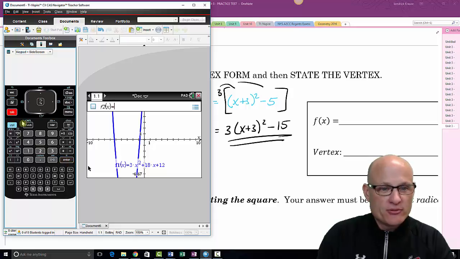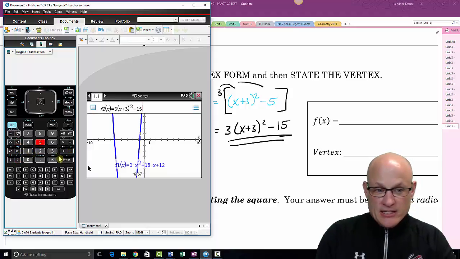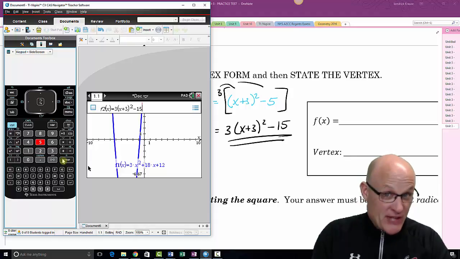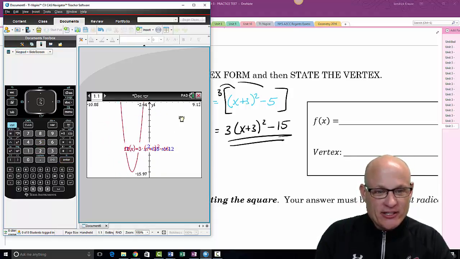Oh, I didn't hit tab. Shoot. I forgot the 3. 3 parentheses x plus 3 parentheses squared minus 15. If it's right, it maps exactly over this. There it is. And you can see it's right over there.